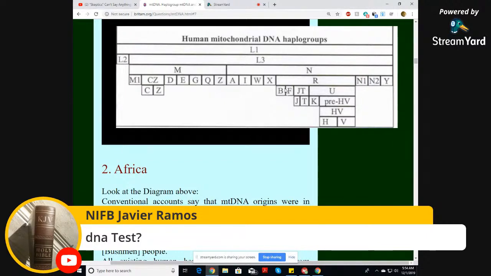Ruth is probably one of these four people: H, K, N1, and K, or K, J, H, N1. Probably one of those four people. And I'm guessing probably not N1. But it's hard to say.